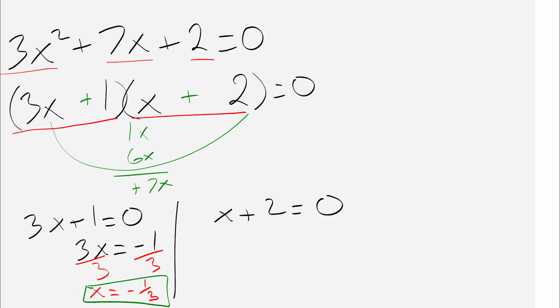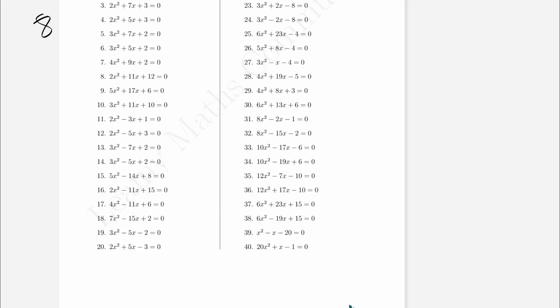And on the right hand side here, we get x is equal to minus 2. So I have 2 answers to this quadratic equation. Typically, quadratic equations, when you have an x squared, typically have 2 answers. I'll go through another example here.